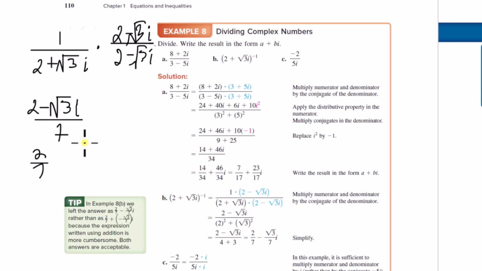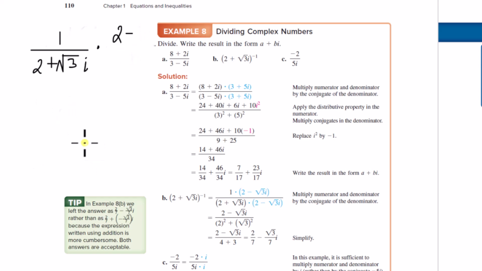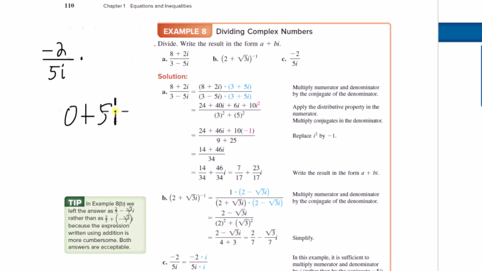Now this last problem isn't difficult. If we've got minus 2 divided by 5i, you shouldn't leave an i in a denominator, even if it's just raised to the first power, because that's not simplified. We can divide this. If you have 0 plus 5i, that's what this is, then the complex conjugate is 0 minus 5i. So you would think, okay, multiply by minus 5i over minus 5i, and that would work fine.